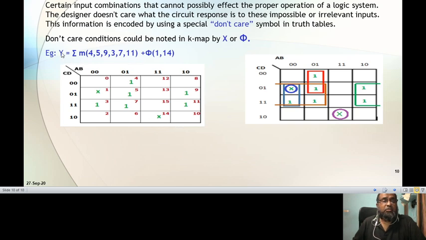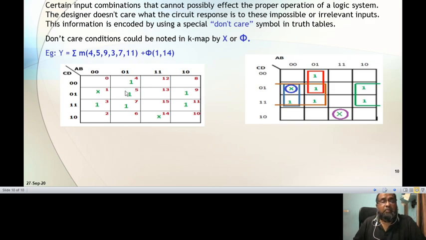Okay, so see the question, y is equal to sigma m of 3 4 5 7 9 11 plus d of 1 and 14. The meaning is that these terms are min terms, 3 4 5 7 9 11. These are the min terms, actually not given in order. Okay, then the d of 1 and 14 means the terms in cells 1 and 14 are don't care conditions. So it is denoted by x, or in some literature you can see the term phi. Okay, so if you want you can take it, otherwise you can neglect or simply discard it.